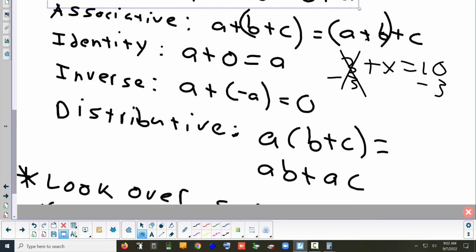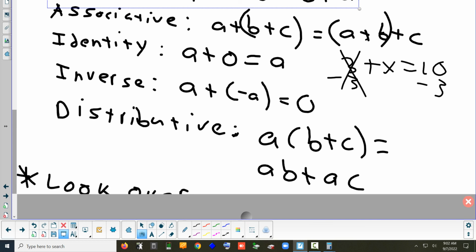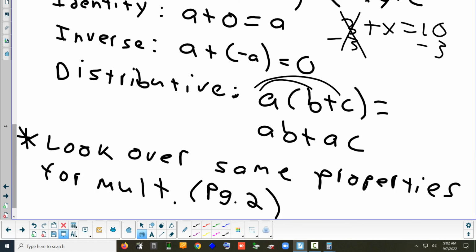Okay. And the last one is distributive. The distributive property is when you have something on the outside of parentheses and you multiply it to what's inside. And usually we show something like that. As I said, all these properties are also in your book on page 2 for multiplication. Any questions on those properties?